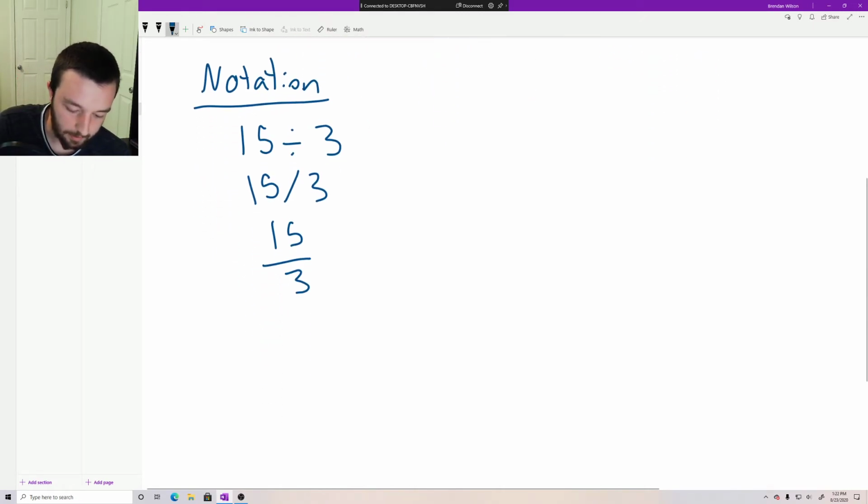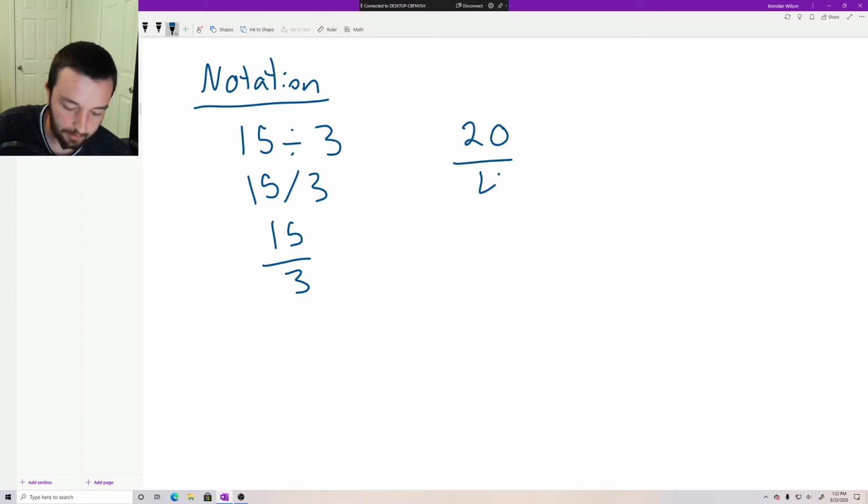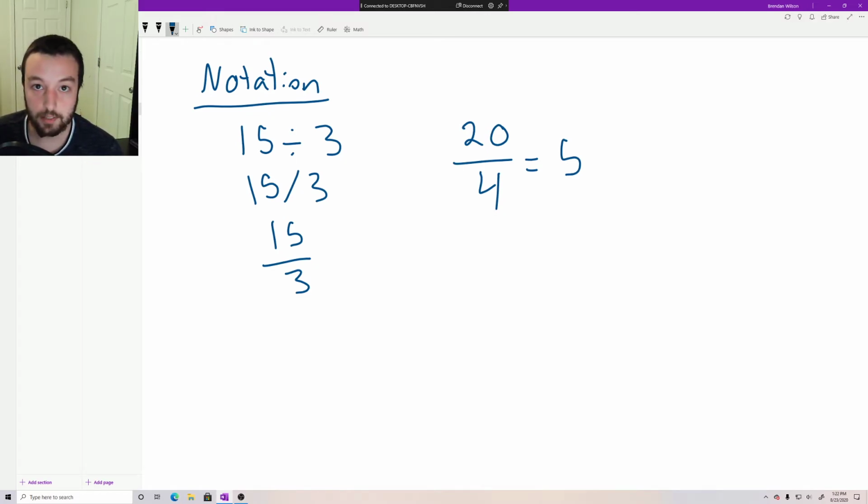So let's look at some examples, right? What about 20 divided by 4? Well, we want to know 4 times what is equal to 20, is really what we're asking ourselves. So we just have to go back to the multiplication tables to come up with 5. A lot of it is just really trial and error with finding the right number to multiply by.